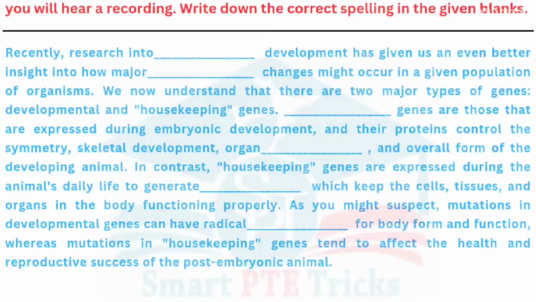In contrast, housekeeping genes are expressed during the animal's daily life to generate proteins which keep the cells, tissues, and organs in the body functioning properly. As you might suspect, mutations in developmental genes can have radical consequences for body form and function, whereas mutations in housekeeping genes tend to affect the health and reproductive success of the post-embryonic animal.